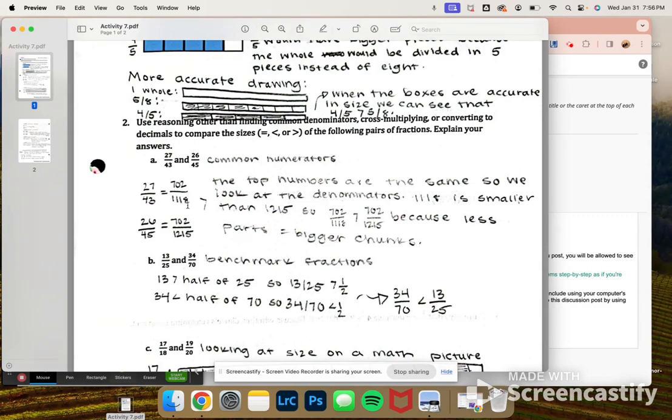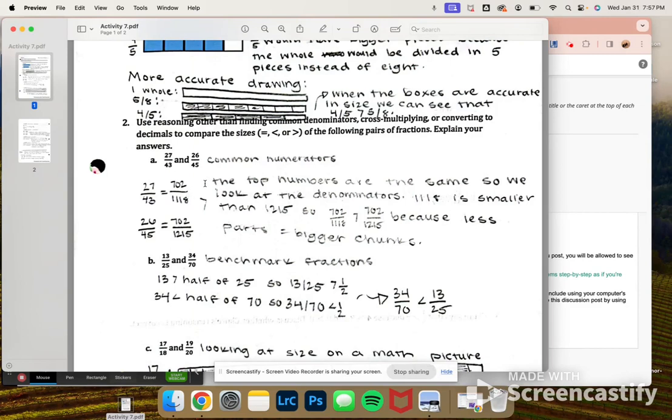So we really can look at the denominators and figure out which fraction is bigger by picking the one that is the smaller number. The one with the smaller number means that the whole is divided into fewer chunks, which means that the chunk sizes are going to be bigger because there's fewer of them that make up the whole amount.